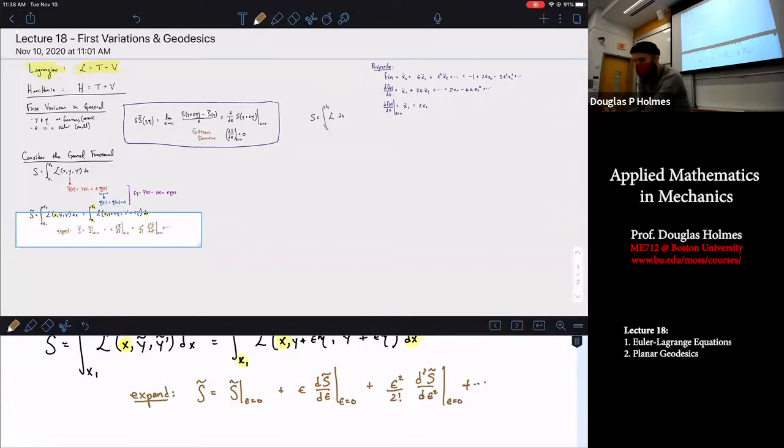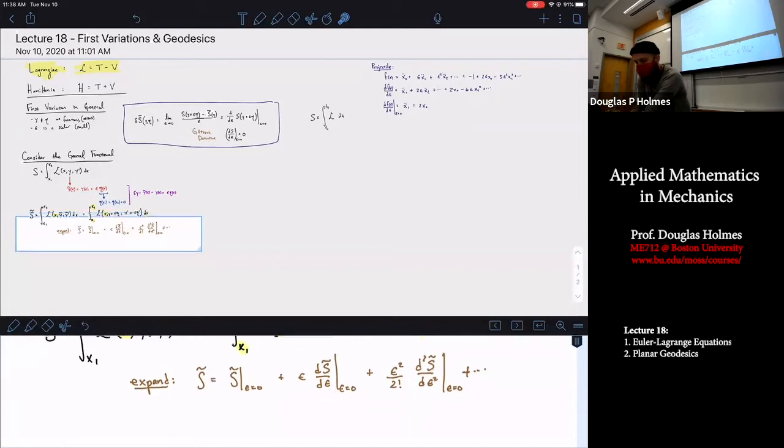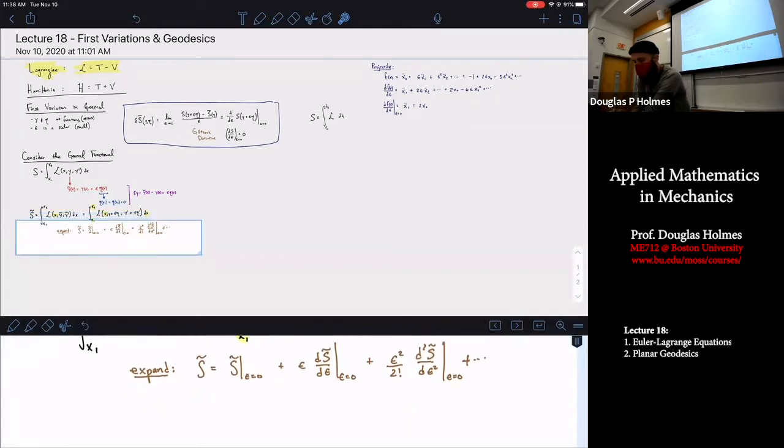And you'll notice this is what we just wrote down a minute ago as the first variation. We took our first, the Gateau derivative being this, evaluated at epsilon equal to 0. And we note from last class that we defined the first variation as the difference between our perturbed function and our real function.